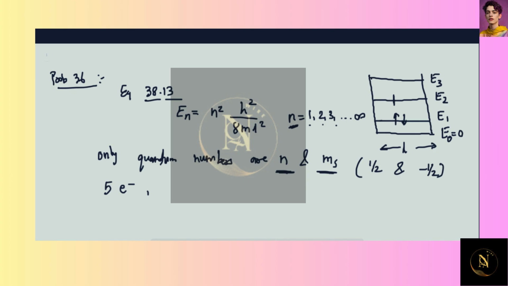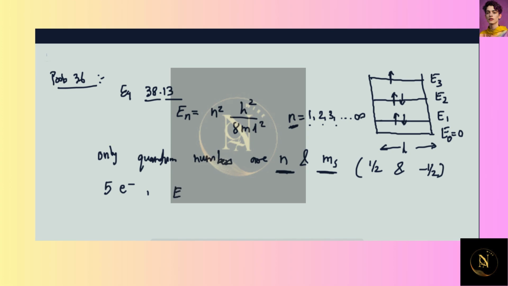Then we move on to the second state. There will be spin up and spin down, and that's it. The second state is filled. Now the last electron will be in the third state. Either it can be spin up or spin down, it doesn't matter. So these are the 5 electrons.